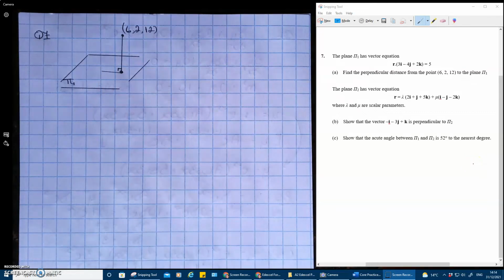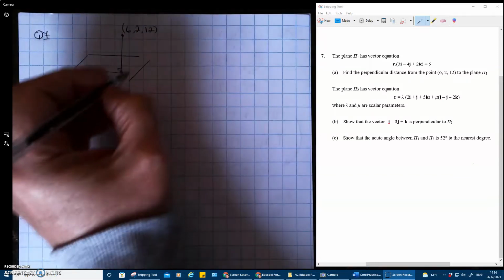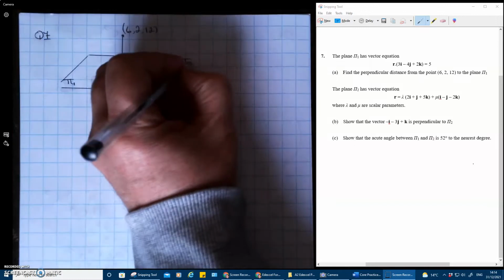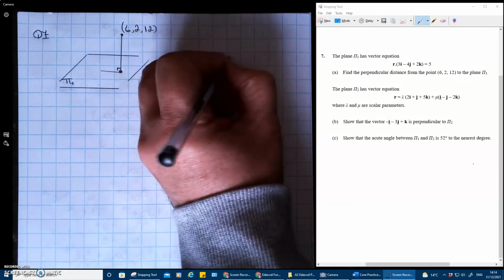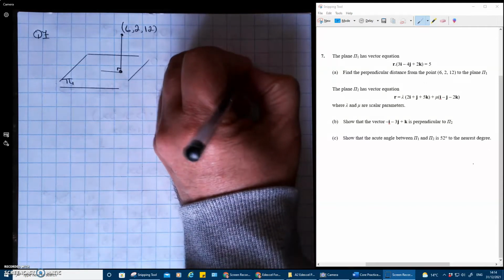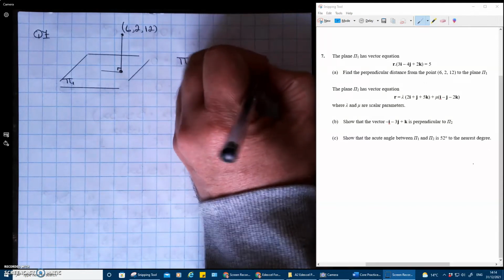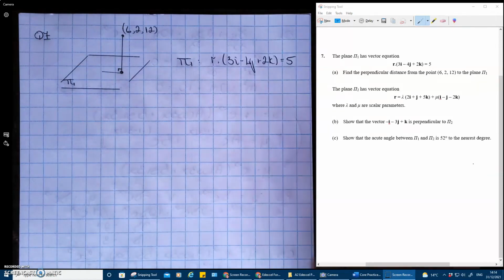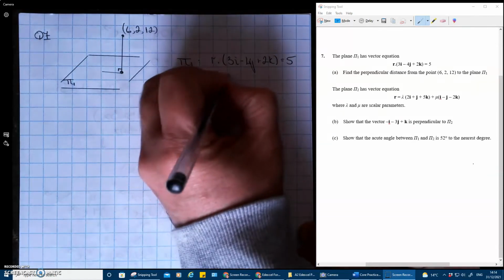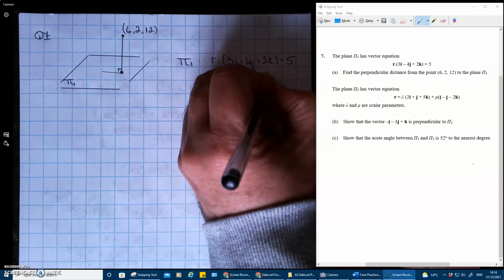Question number 7, relating to vectors. So we're given the equation of the plane pi1, and the equation is r dot 3i minus 4j plus 2k equals 5. Now the general form of a plane is r dot n equals a dot n.